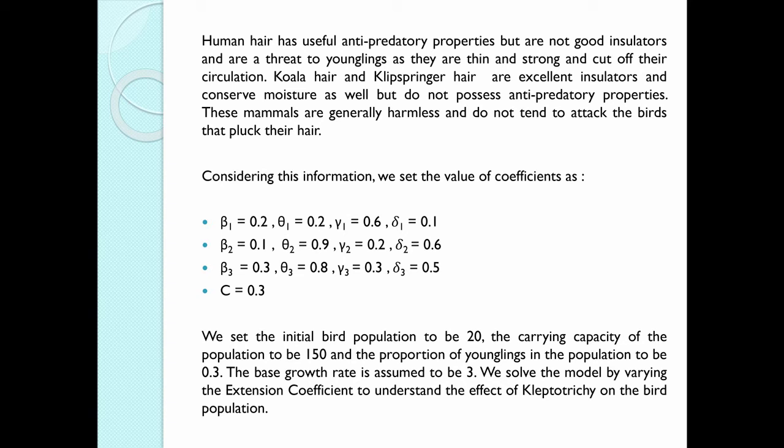We set the initial bird population to be 20, carrying capacity of the population to be 150, and proportion of younglings in the population to be 0.3. The base growth rate is assumed to be 3. We solved the model by varying the extension coefficient to understand the effect of kleptotrichia on the bird population.